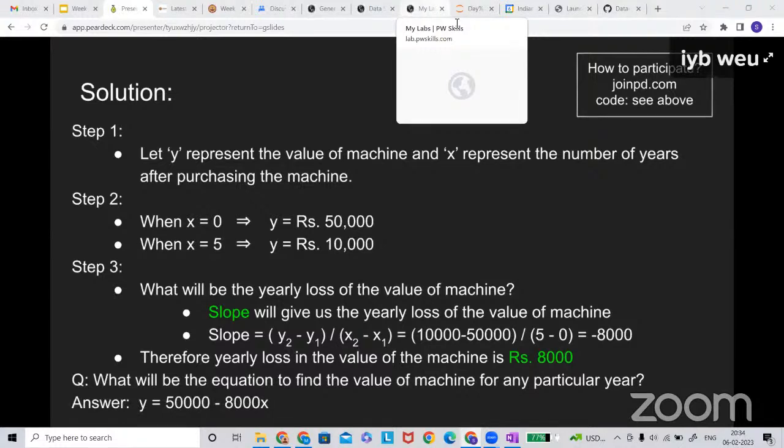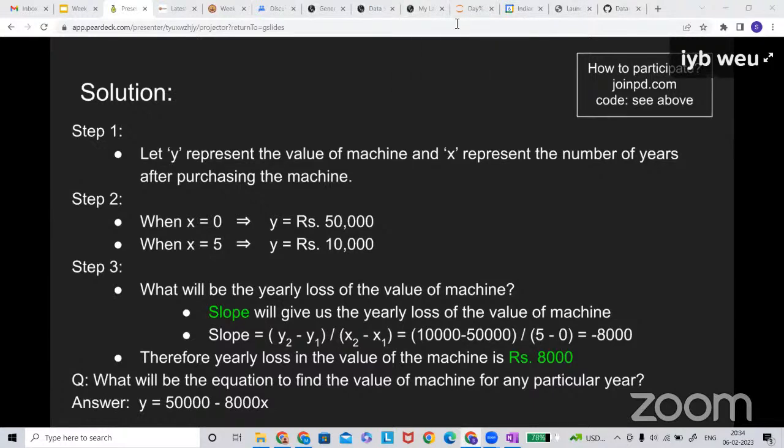y is equal to mx plus c. So C here is the value in the equation. So C is 50,000. No, as we are at the last, you can see the answer is 50,000 minus 8,000x. y is equal to this, this is going to be the equation. Okay, sir, clear.